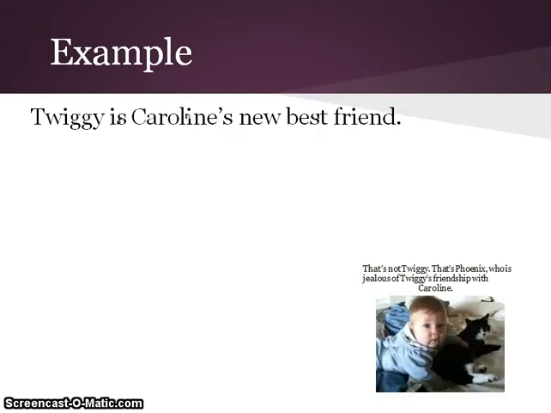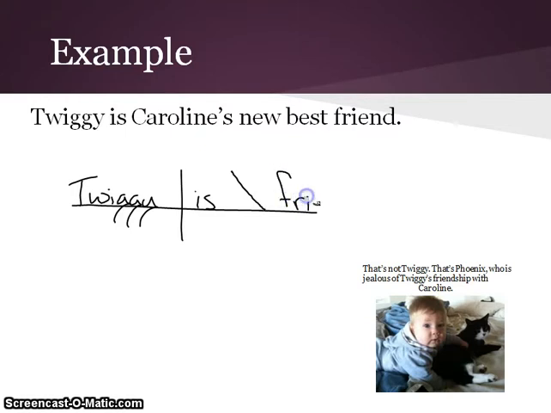Let's do another example. Twiggy is Caroline's new best friend. Now we do not have any compound pieces, so we can start with the basic diagram. Twiggy is my subject. My verb is, that's a linking verb, so here I have a predicate adjective or nominative, so I work with a slanted line that does not cross through. And friend is what she is. Caroline's, new, and best are all adjectives for friend. So that's how that sentence would look if it were diagrammed.